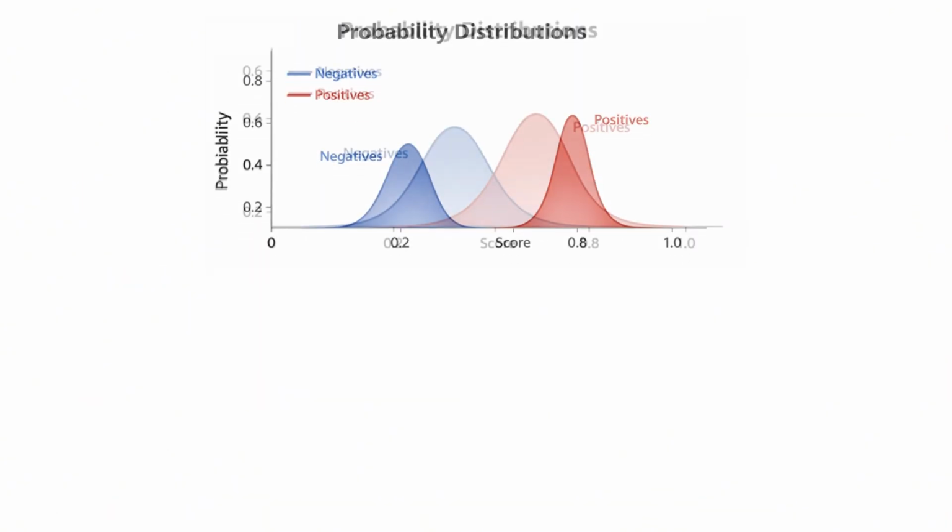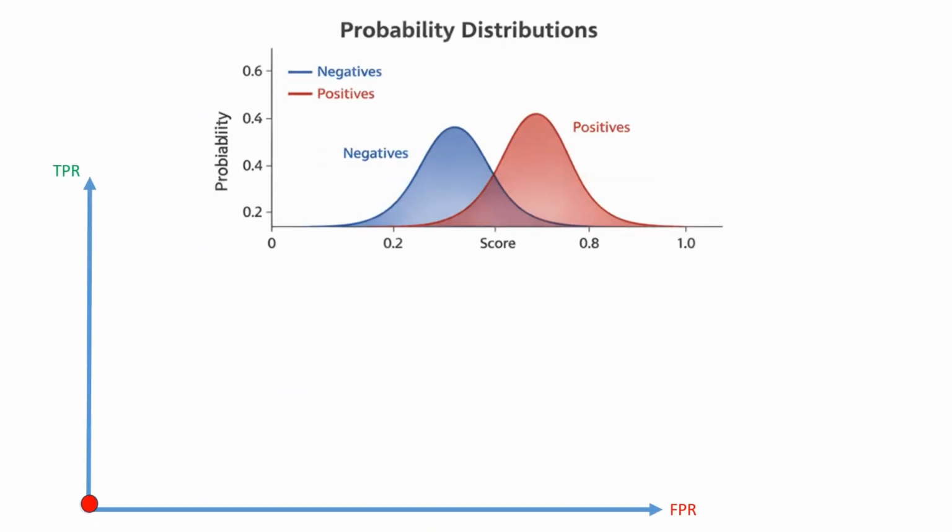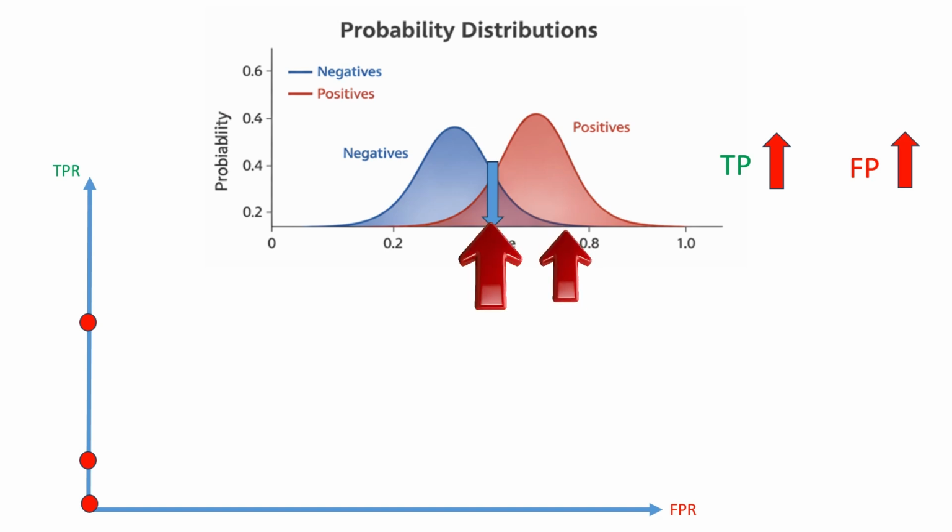Now imagine that the score distributions overlap. In this case, the model assigns high scores to some negative samples as well. When we lower the threshold, those samples are incorrectly classified as positive and become false positives. Therefore, as the threshold moves from this point to this point, the false positive rate is no longer 0. It becomes positive, even if only slightly.